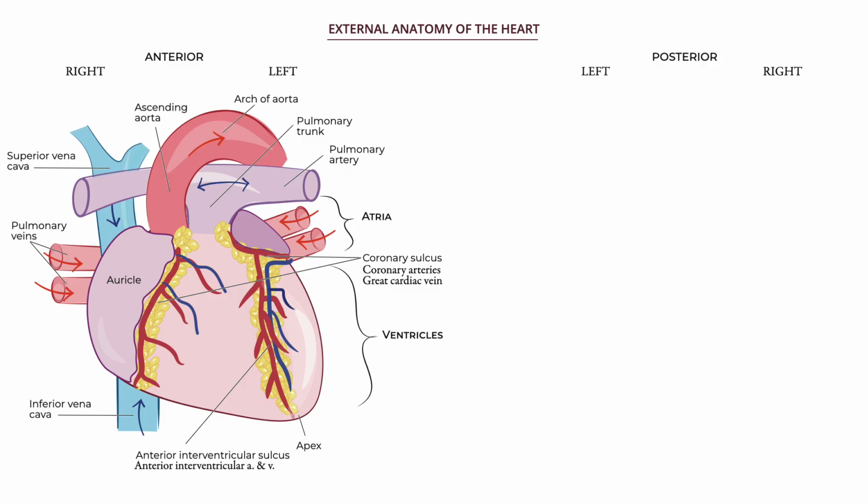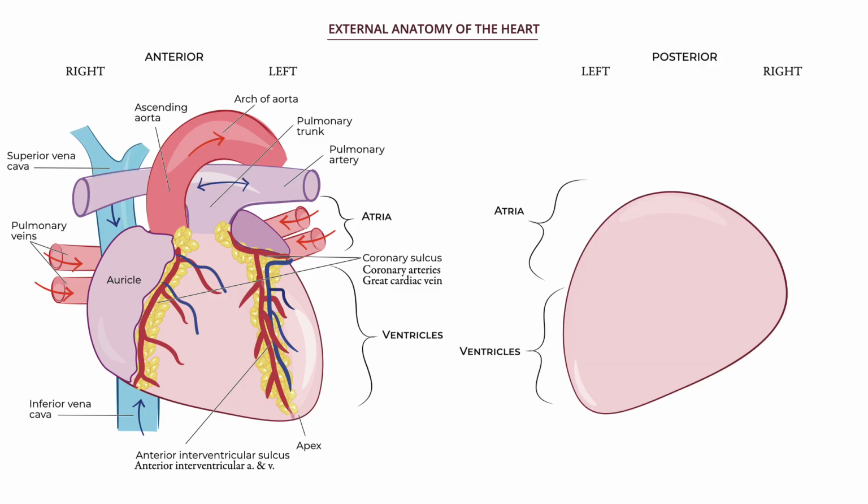Now the posterior surface of the heart. Again, show that the atria are located superiorly and the ventricles are inferior. The base of the heart's the widest part. It primarily overlies the left atrium. Between the atria and ventricles, draw the coronary sulcus.